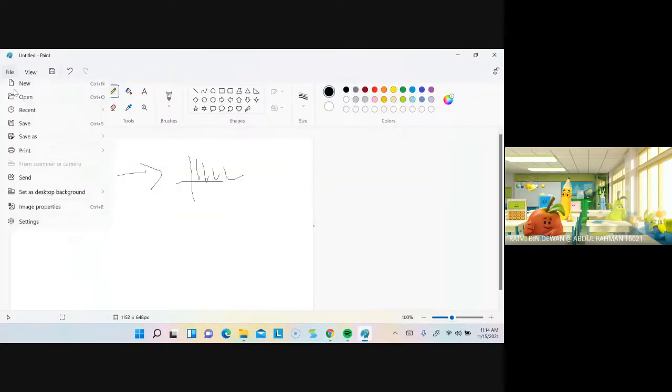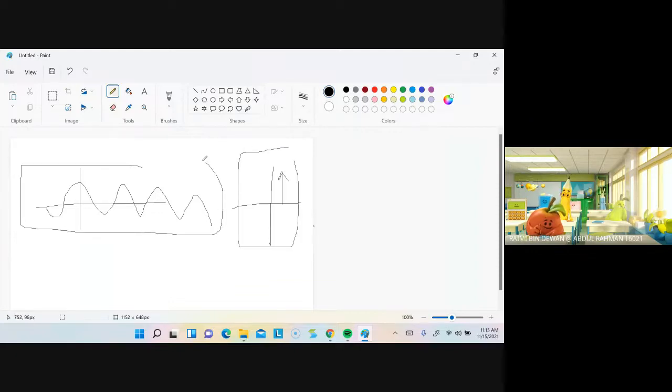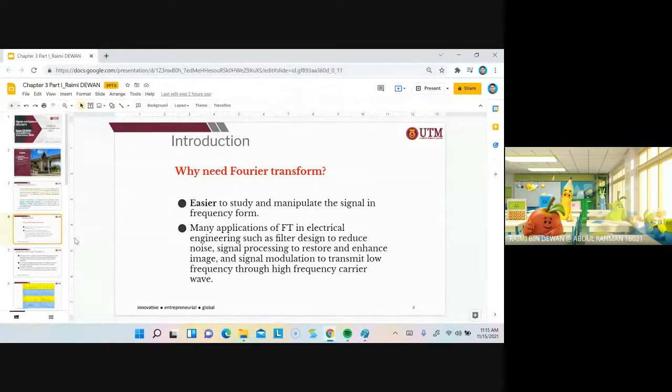For example, if you have one complicated signal like this in the time domain, but you convert it to a frequency spectrum, you only have one line. So it is easier to manipulate or analyze this one than that one. The spectral line is like looking from here, so it's just one line. So it is easier to study and manipulate a signal in frequency form.